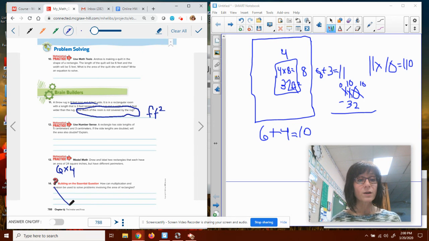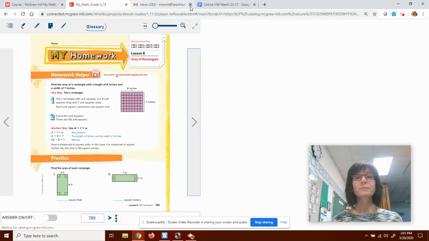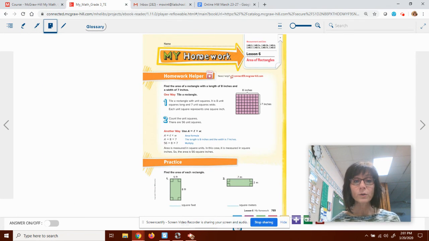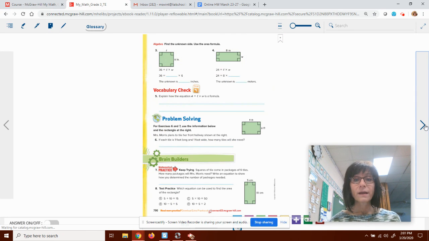And because you've worked so hard there, and even Mrs. Swint's getting a little tired, you don't have to do 14. Go on to the next page. On the next page is your homework. You are doing the same thing, finding the area of each rectangle. It doesn't look like there's anything that'll stump you. You do have to do a little division here to find the width or the length. Go back in our lesson if you need a little review. And otherwise, you're all set.